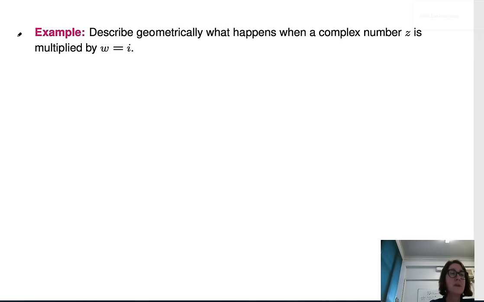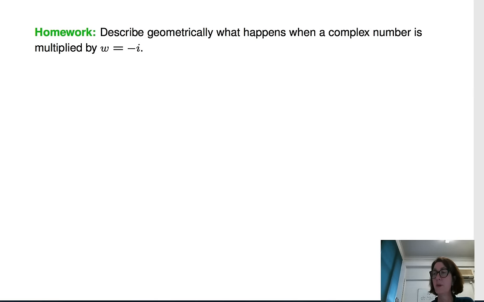So have a go at this example at home. Think about what happens geometrically when you take some arbitrary complex number and you multiply that complex number by w when w is the complex number i. Okay, and we'll talk about it when you come into class on Thursday.